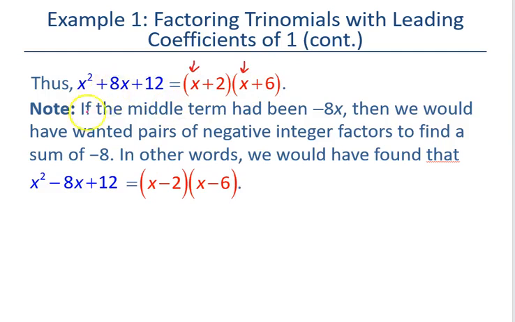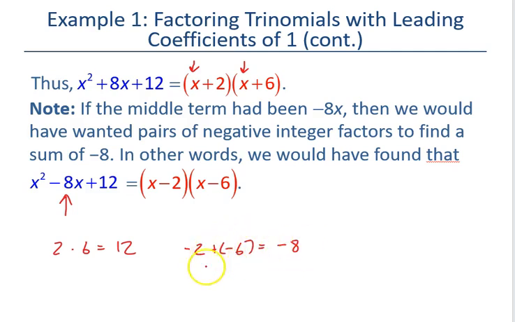Okay. Now what they're saying here is, note, if the middle term had been negative 8x, then we would have wanted pairs of negative integer factors to find the sum of negative 8. In other words, we would have found that x minus 2 and x minus 6. What they're saying is this. Notice that here your factors were 2 times 6 equals 12. But this guy right here is a negative number. Well, 2 plus 6 is only ever going to equal 8. But negative 2, okay, plus negative 6 is going to equal negative 8.